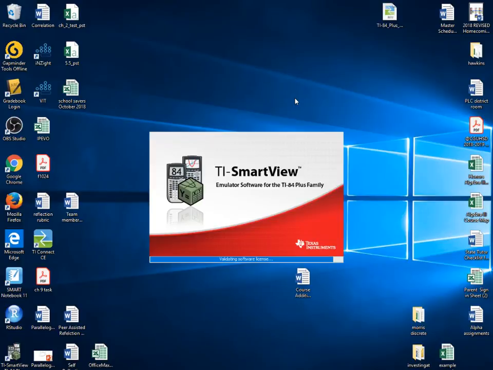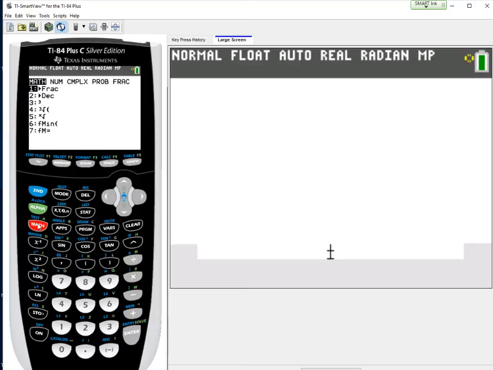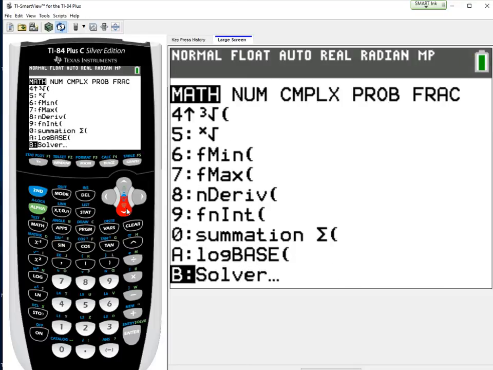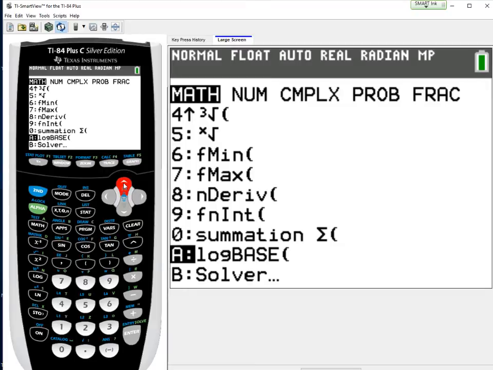So if I want to use my log button, it's right up front. See that right here? I don't have to go into math and then scroll all the way down to... It's like 11. Oh, wait. Never mind. I don't know what I'm doing. I'll go the other way. So I don't have to go all the way there.